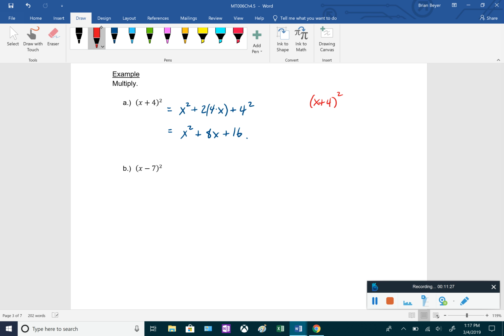Or you just keep in mind that x plus 4 squared equals x plus 4 times x plus 4. You'd have to FOIL it and get x squared plus 4x plus 4x plus 16. Combine those middle terms, you get x squared plus 8x plus 16, which is exactly what we already got.